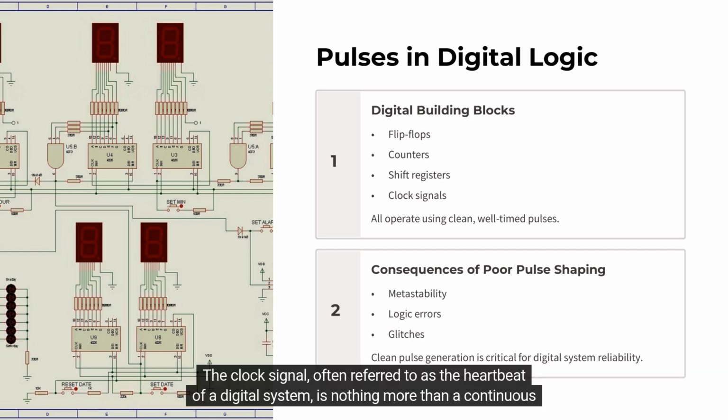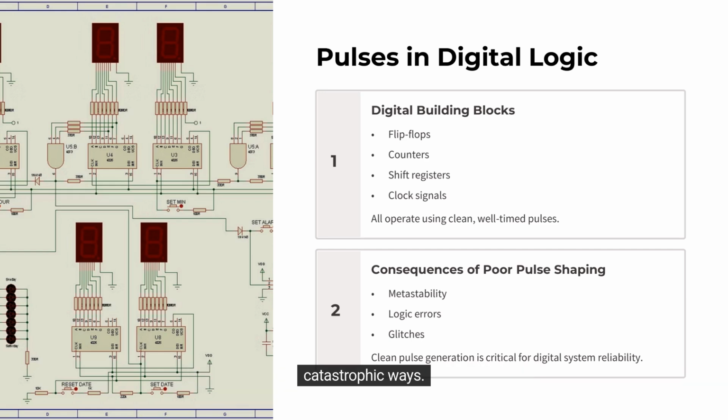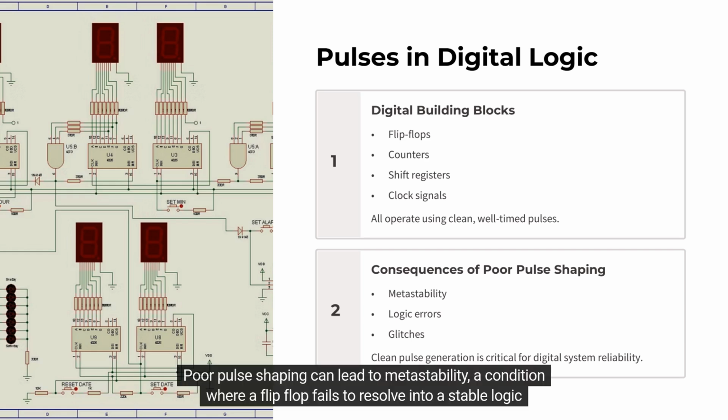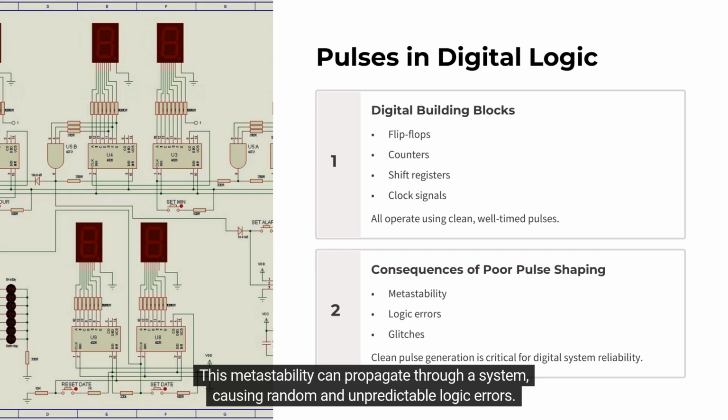The clock signal, often referred to as the heartbeat of a digital system, is nothing more than a continuous train of carefully shaped pulses that dictate when data is latched, processed, or moved through different logic stages. However, when these pulses are not shaped or timed correctly, digital systems can fail in subtle yet catastrophic ways. Poor pulse shaping can lead to metastability, a condition where a flip-flop fails to resolve into a stable logic state due to ambiguous or noisy timing at its input.